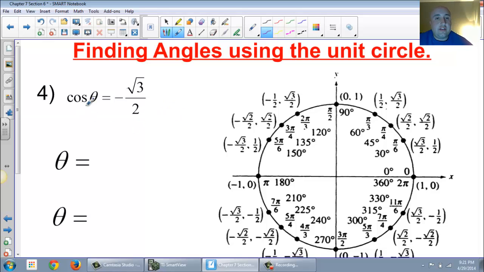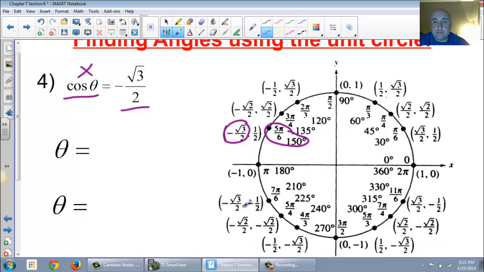What angle has a cosine of negative root 3 over 2? Remember, cosine are x values. So where's our x value of negative root 3 over 2? Here's one, that would be 5 pi over 6 or 150. And where's another one? Here is another one, negative root 3 over 2, so 7 pi over 6 or 210. Are there any others? If I look, here's a positive root 3 over 2. No more. So these are the only two that have a negative root 3 over 2.